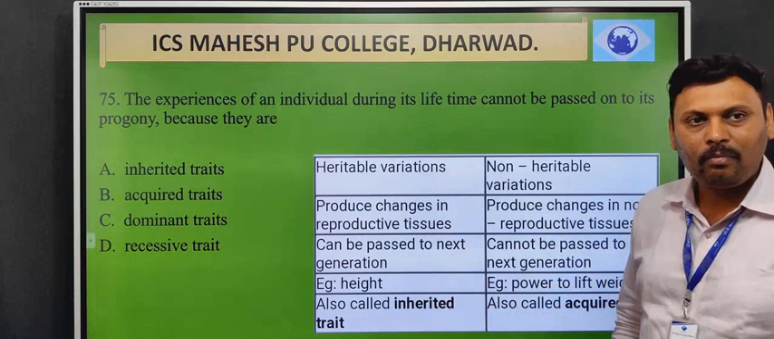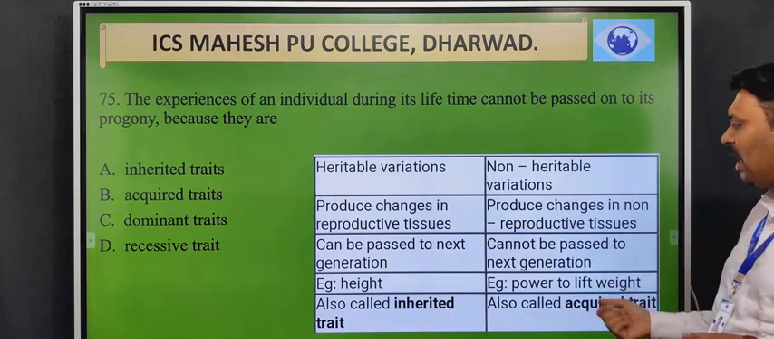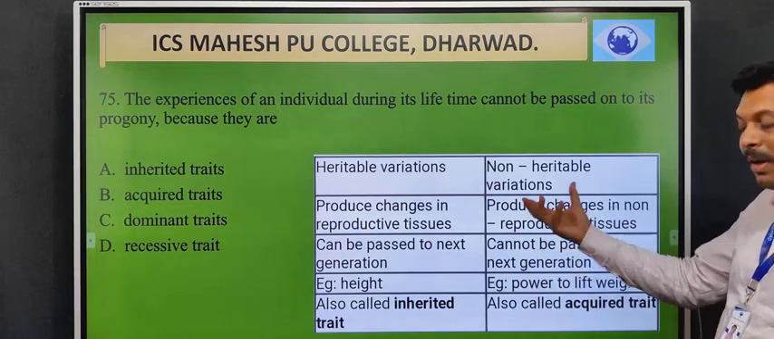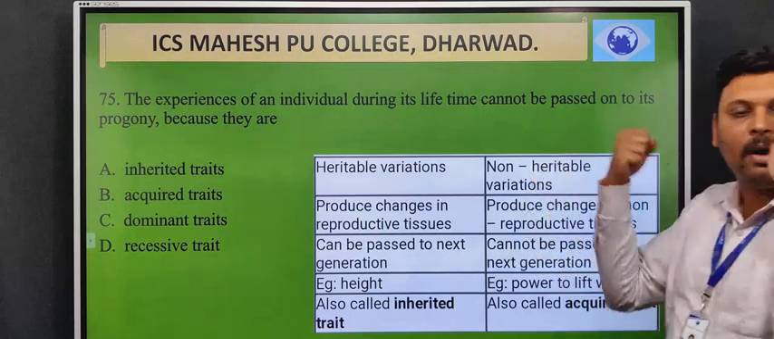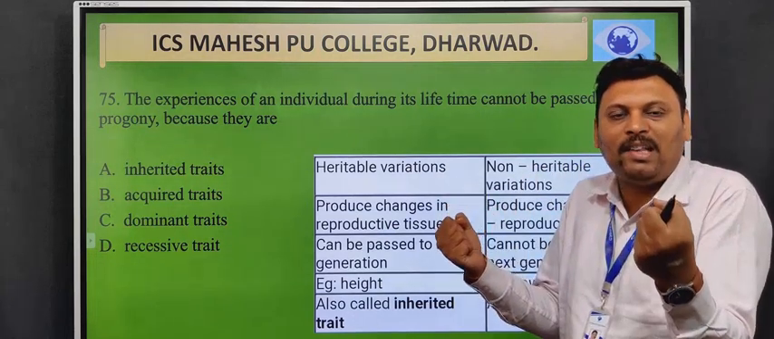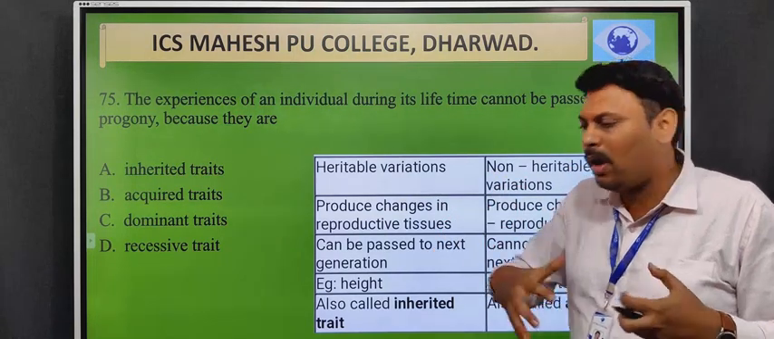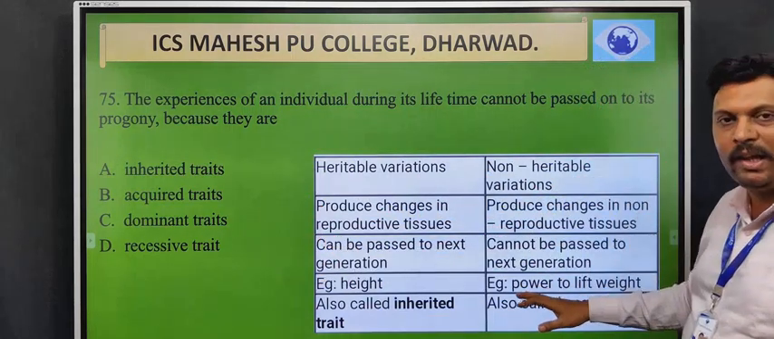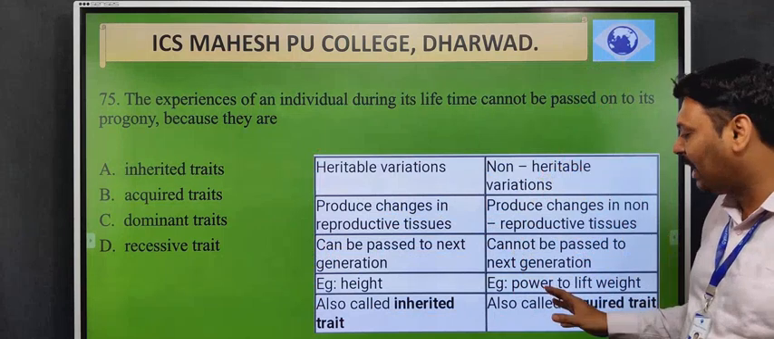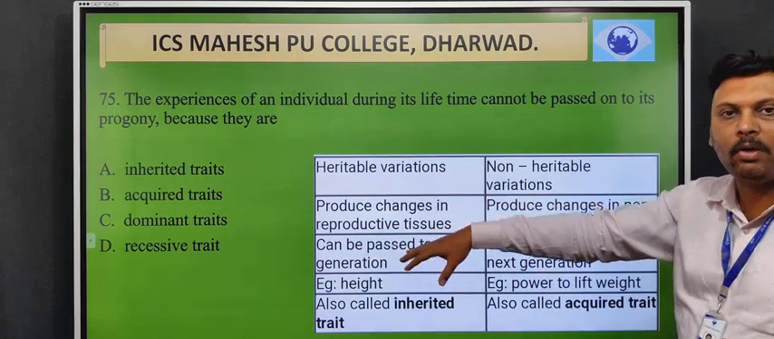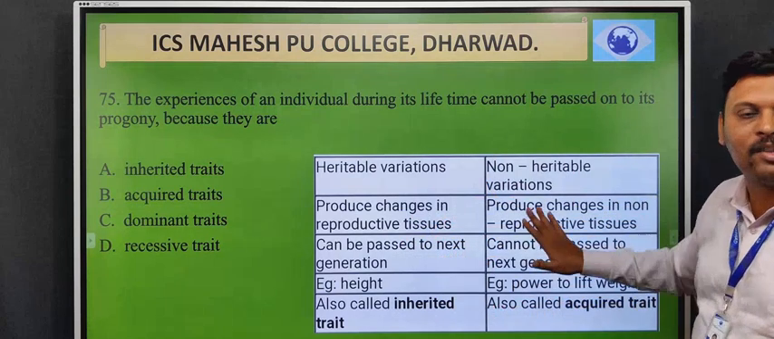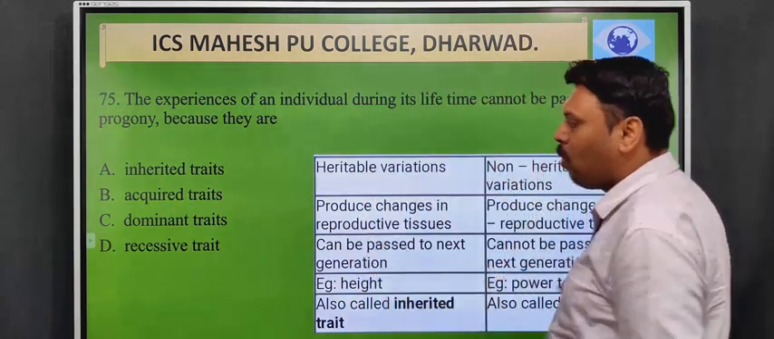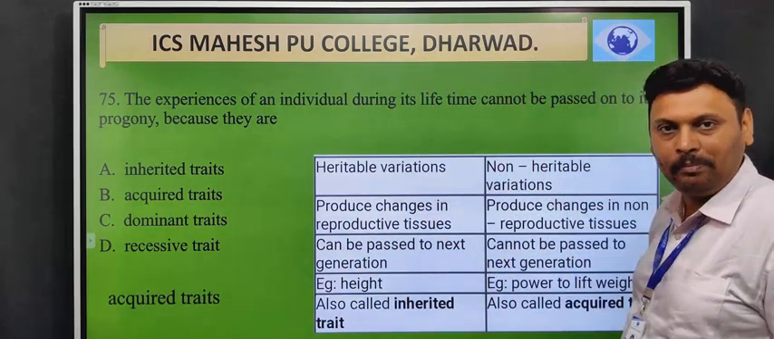Example, height. And non-heritable variations are the ones which take place in the somatic cells, so they are not capable of transferring from one person to another. Example, if a person is having a certain weight, or if a person is having a capacity or power, the power cannot be transferred from the father to the child. Such kinds of traits cannot be transferred from one person to another. They are acquired by the person himself. So these kinds of characters are acquired traits. So the right answer will be B.